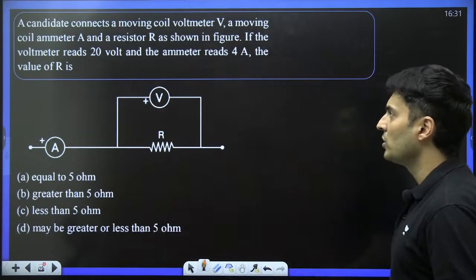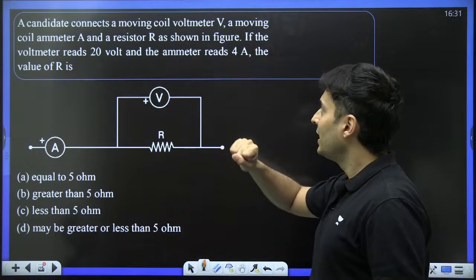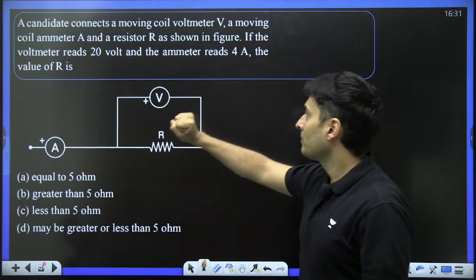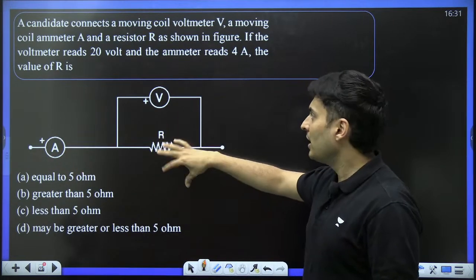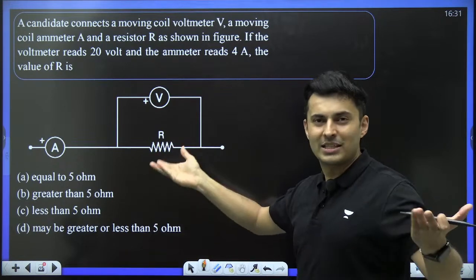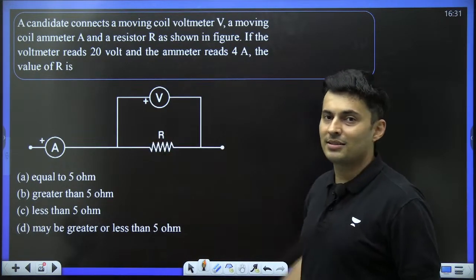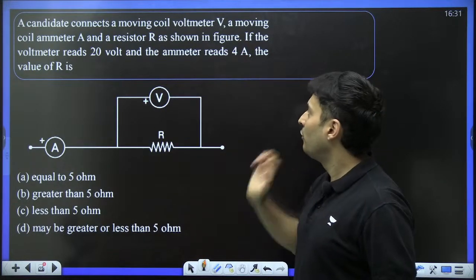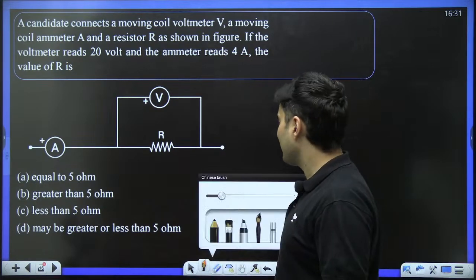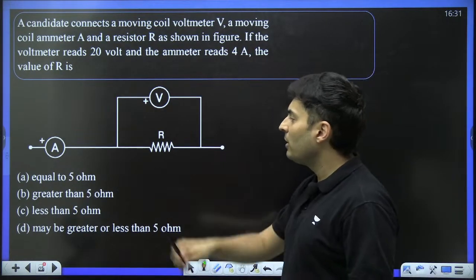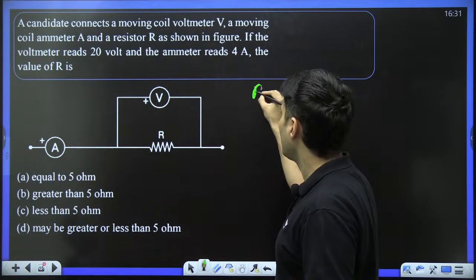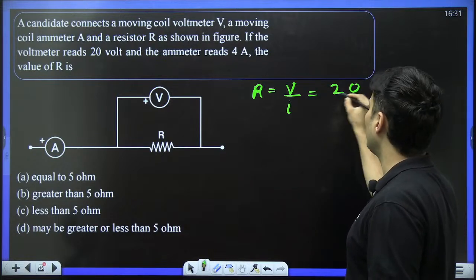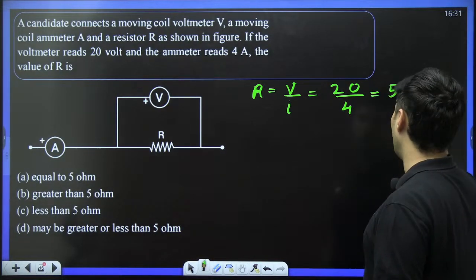Here comes the question up on your screen. A student connects a voltmeter over here and an ammeter over here, and uses a resistance, and wants to do this experiment for Ohm's law, to measure how much this resistance is. He measures the voltage to be 20 volts and the current to be 4 amperes. Is the resistance going to be 5, more than 5, or less than 5? We all know resistance is voltage divided by current. So one would say voltage is 20 volts, current is 4, so it is 5 ohms.